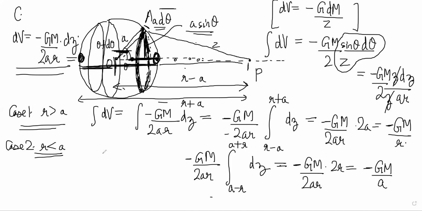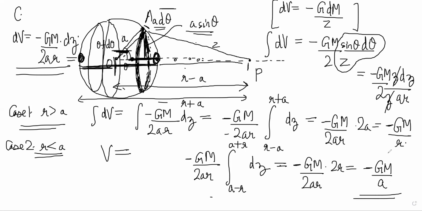So minus GM by 2ar into 2r, it will become minus GM by small a. Potential is coming like this, and the other case is when it is on the sphere. In that case, in both the cases, the answer will be GM by a, because one time the distance will be 0, one time the distance will be 2r.